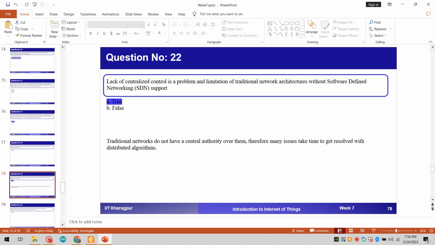Basically, in case of your traditional networks, we don't have a centralized controller, right? So that is a problem, because since we don't have a centralized controller, we have to make changes in all the nodes which are present in your network. That is one of the major limitations in conventional network architectures, and it is solved by SDN by making use of a centralized controller. So this statement is true.